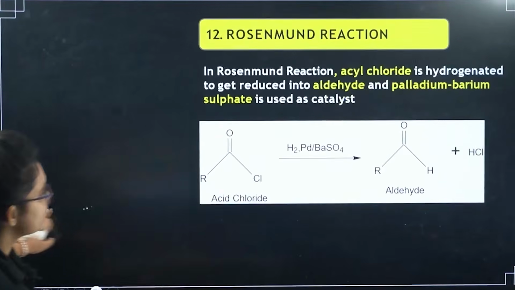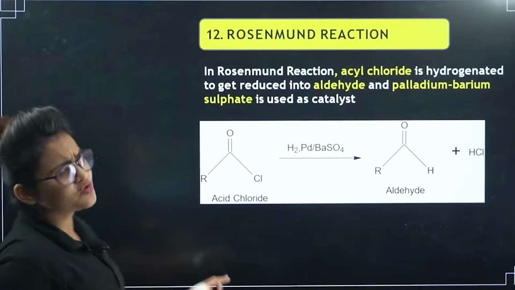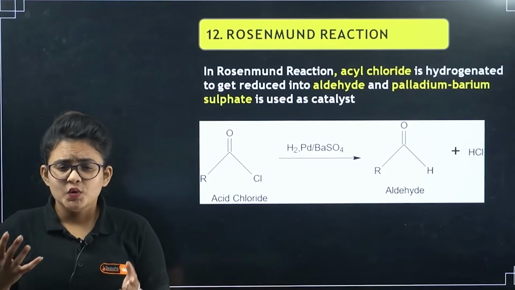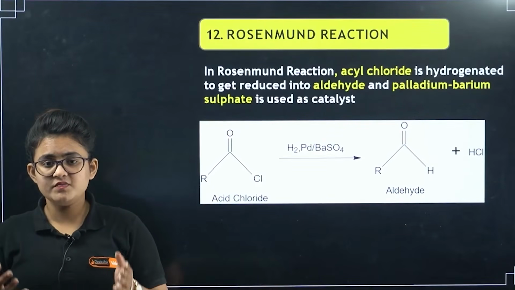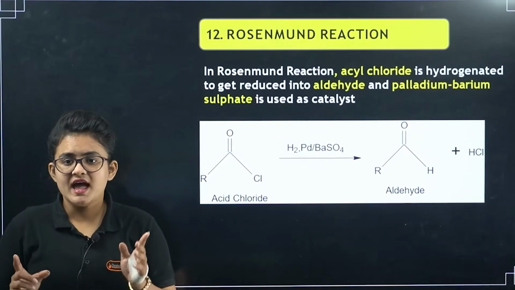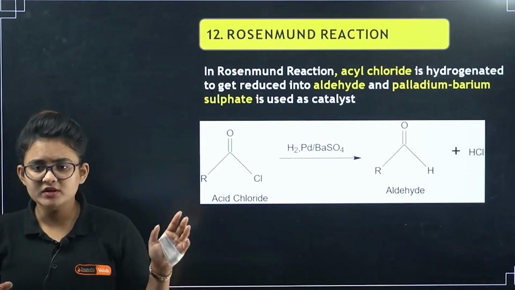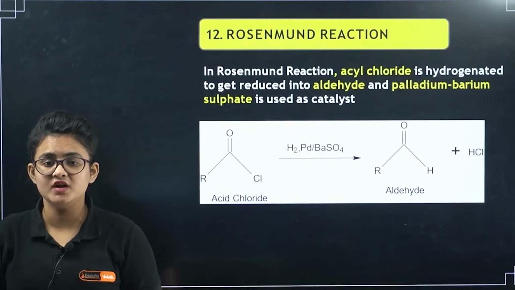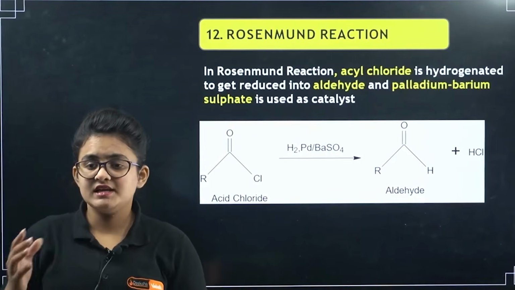Okay, let's proceed. This is Rosenmund reaction, one type of reduction reaction. So basically we are giving hydrogen in presence of palladized BaSO4, that is the reagent of it, and here what is happening is acyl chloride, meaning COCl, is getting converted to aldehyde, RCHO.